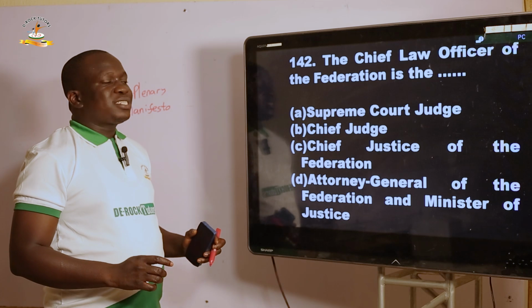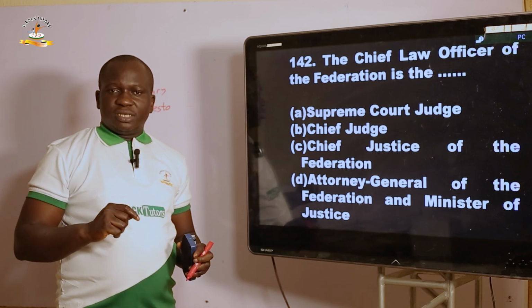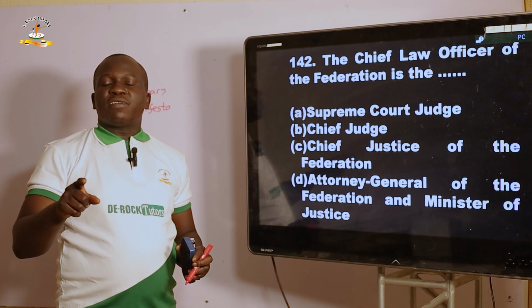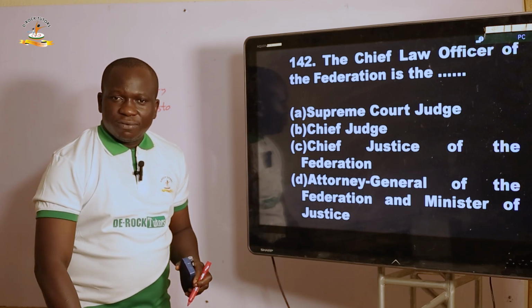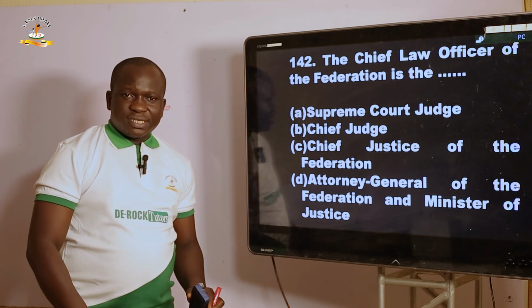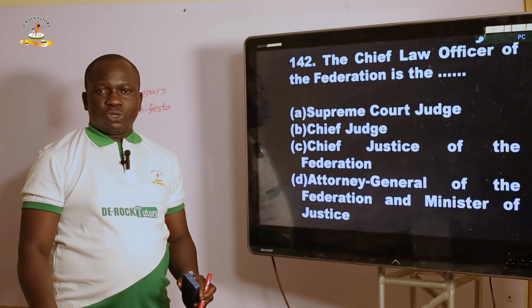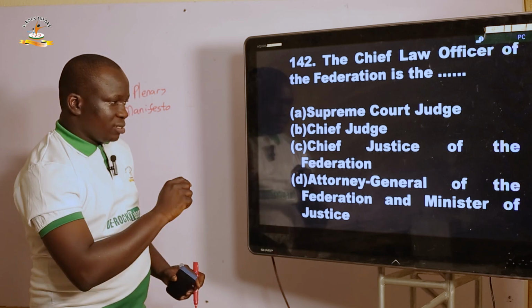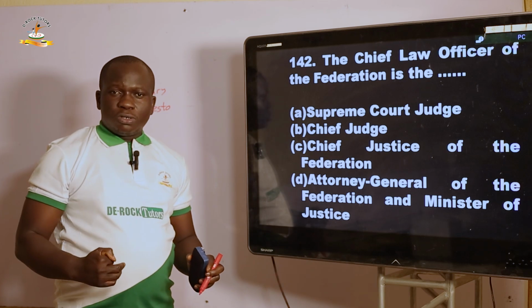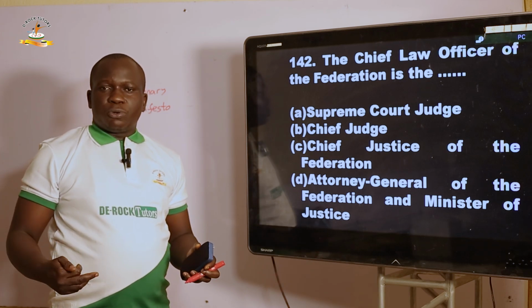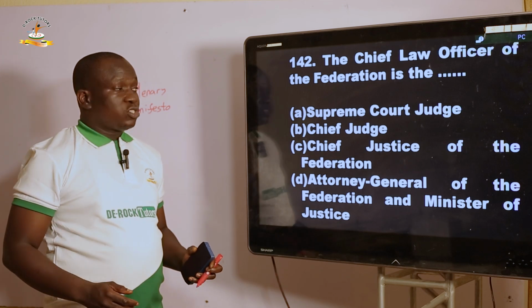The Chief Law Officer of the Federation is an appointee of the Executive President. He is called the Attorney General of the Federation and Minister of Justice. But at the state level in Nigeria, at Ekiti state level, at Kano state level, we call them Attorney General and Commissioner for Justice. But of the Federation, that is Attorney General of the Federation and Minister of Justice. He is the one who can enter into nolle prosequi on behalf of the President to discontinue a case. Now to the next question.